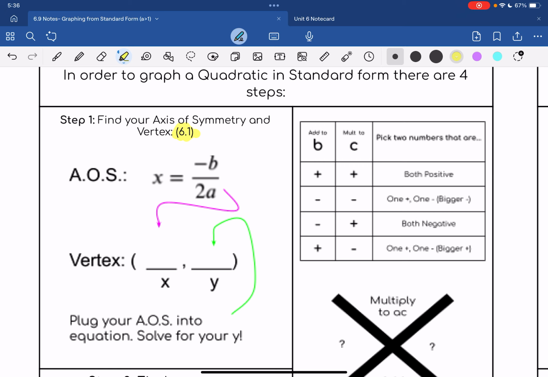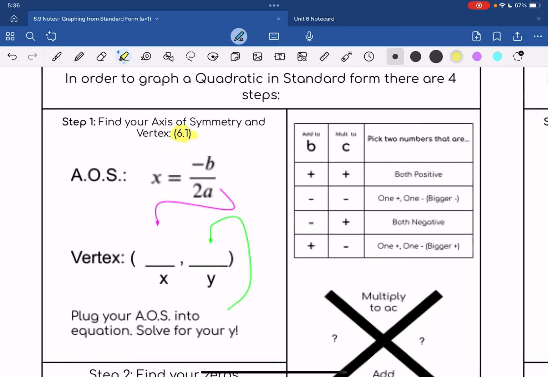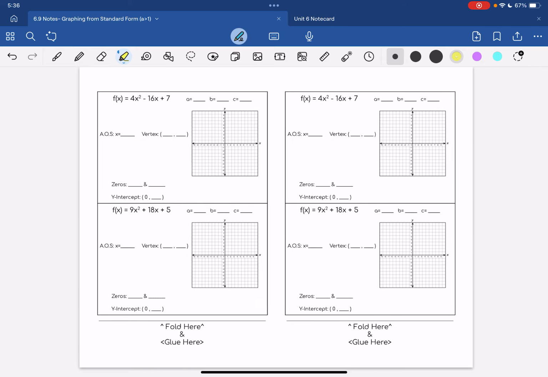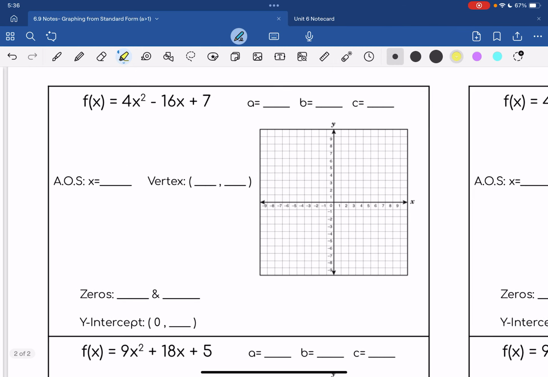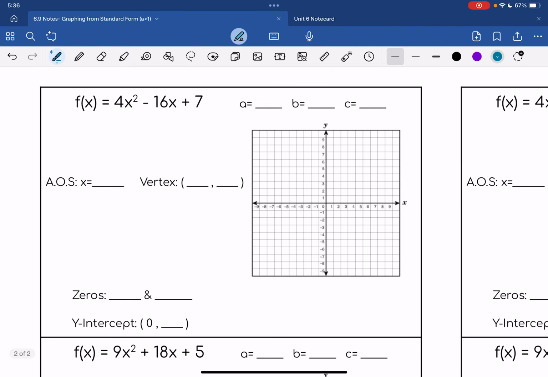So axis of symmetry, we always do negative b over 2a, and then we plug that in to find the y value of our vertex, and we go from there. So let's flip to the back side of this. We're going to do that for our first example. So my a value on this first problem is 4. My b value is negative 16. My c value is 7.